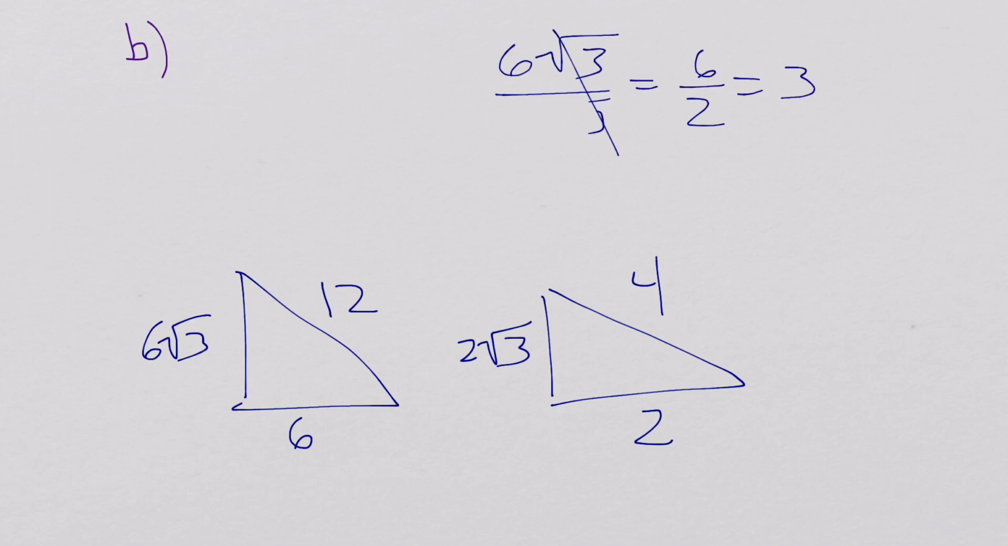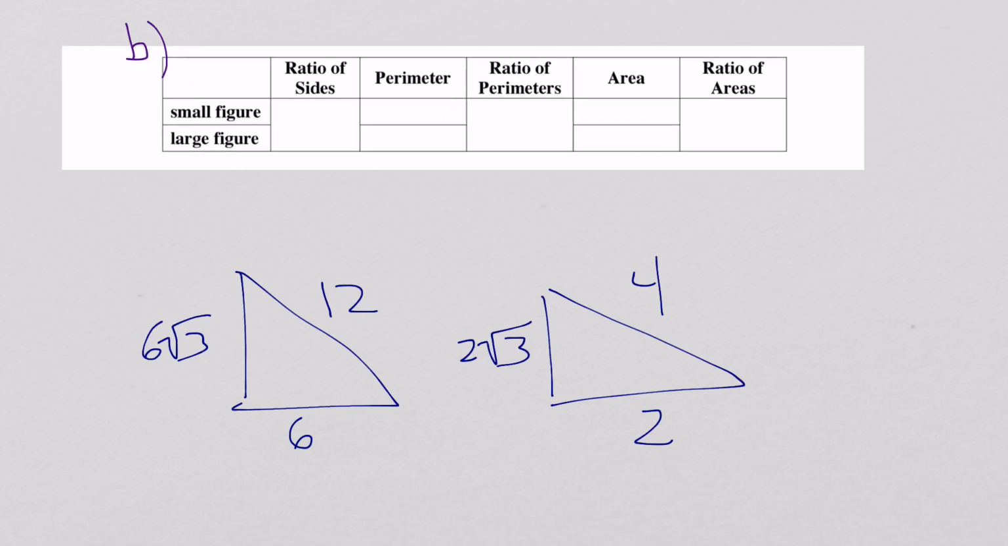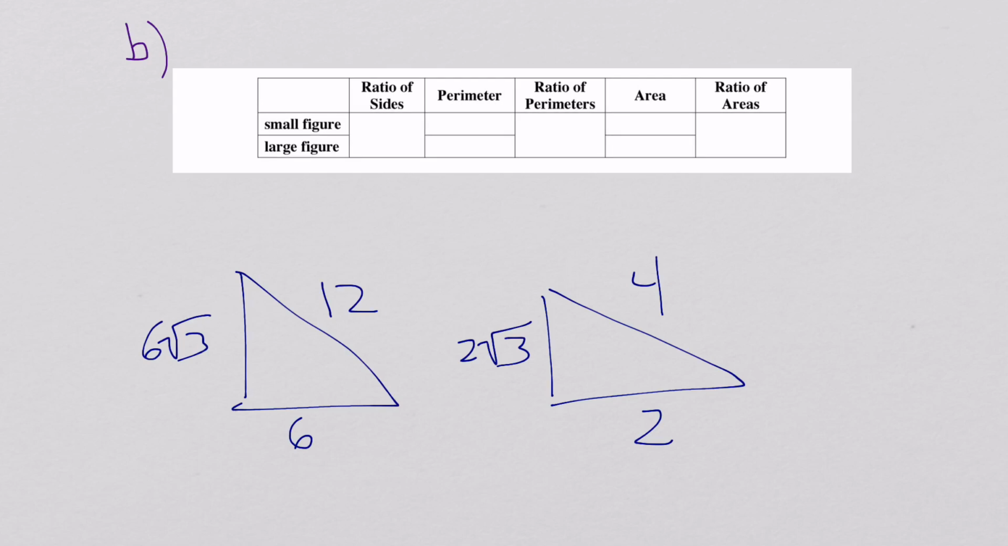And remember, the zoom factor is the same as the ratio of the corresponding sides, which is the same as the linear scale factor. So if you had your table, our ratio of the sides would be either 3 or 1 over 3, depending on what's on top. In this case, the small figure is on top, so we're putting the 1 on top. So we have 1 divided by 3.